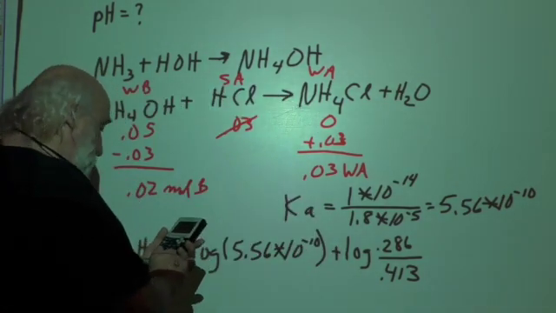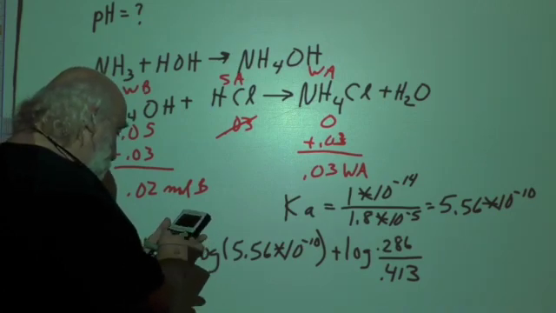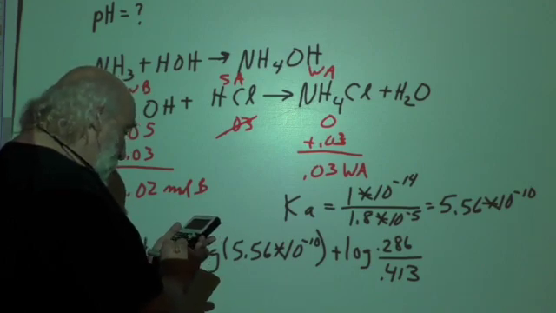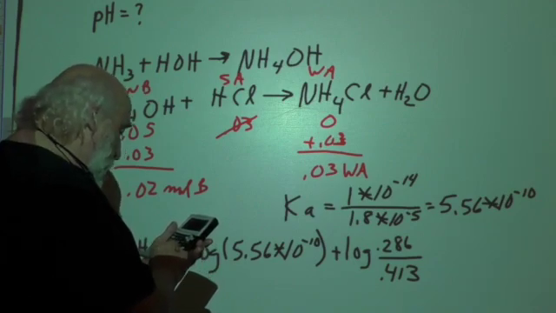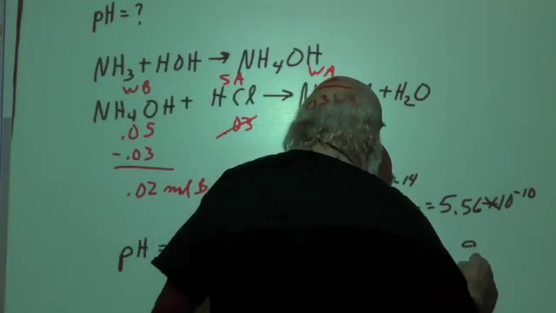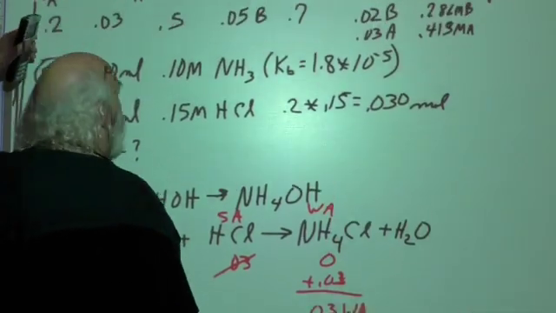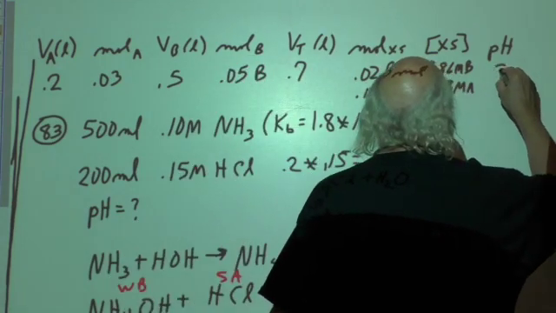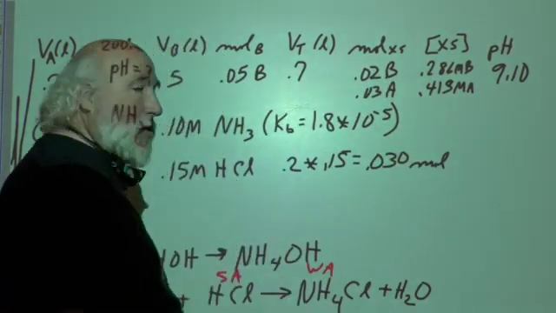And you should get negative log 5.56 E negative 10, close parenthesis, plus log 0.286 divided by 0.413, and you get 9.10. That's your pH. We'll put that up there in that one-step titration. 9.10. And there is your answer.